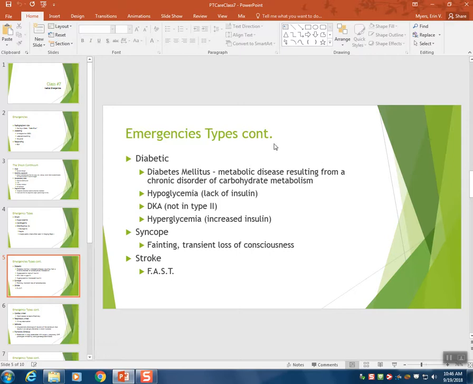DKA is diabetic ketoacidosis. This is found in type 1 diabetes, not type 2.